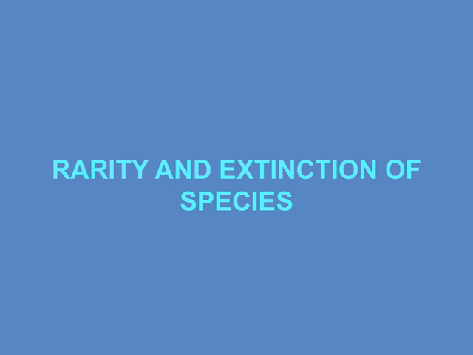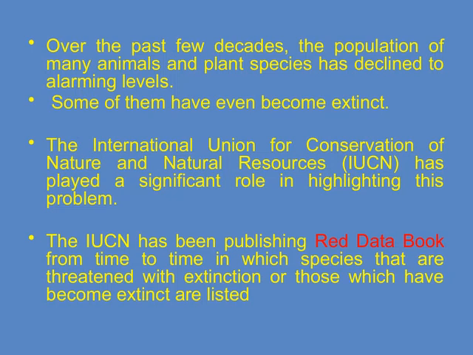Understanding why species go extinct helps us appreciate the importance of conservation efforts. It also highlights how interconnected our ecosystems are and why protecting biodiversity is crucial for the health of our planet. This theme ties back to the overall presentation, emphasizing our role in either safeguarding or risking the future of countless species. Over the past few decades, we've seen a worrying decline in the populations of many animal and plant species.